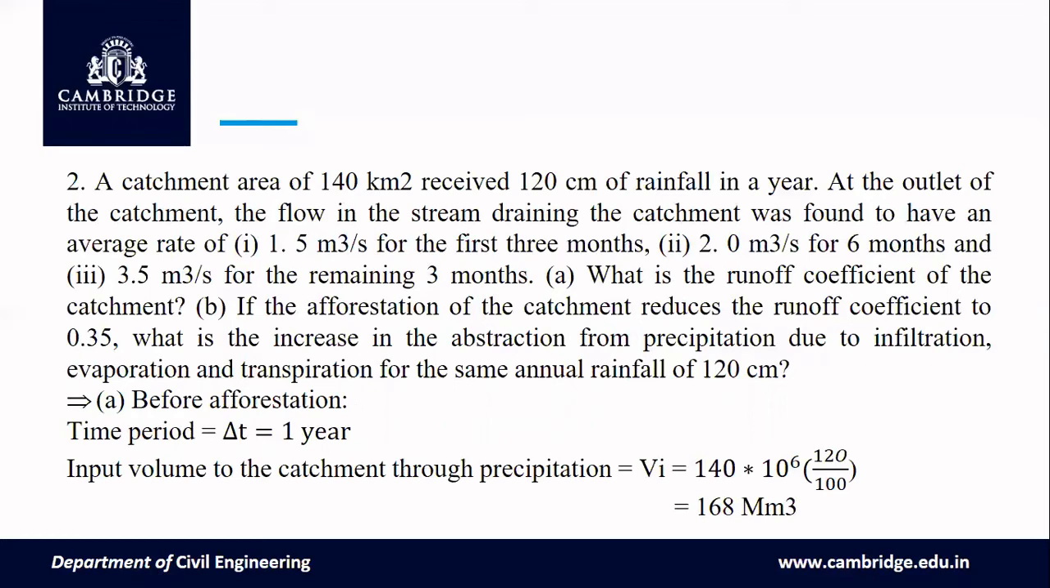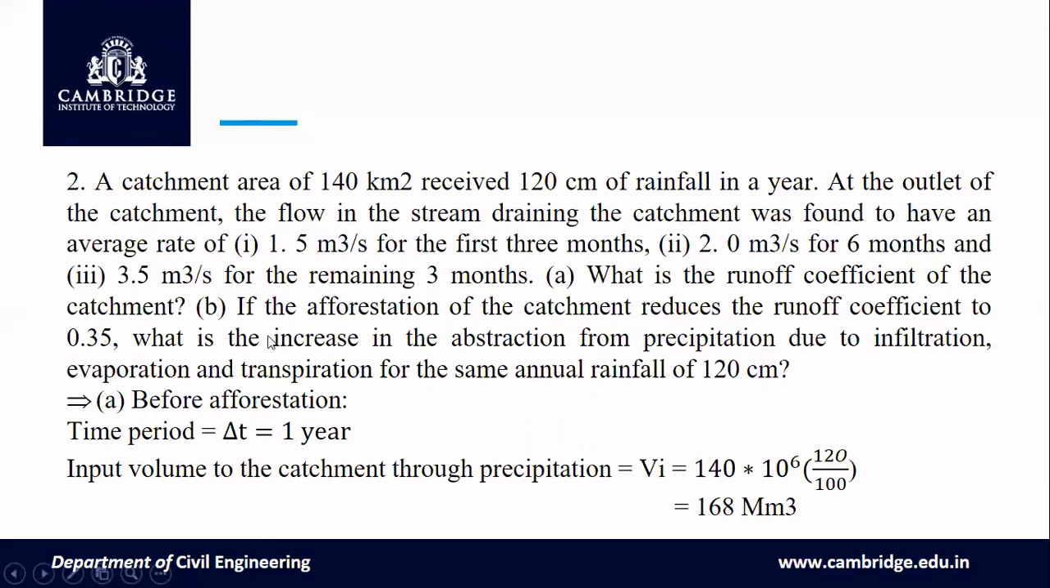You have to calculate. Then, if the afforestation of the catchment reduces the runoff coefficient to 0.35, what is the increase in the abstraction from the precipitation due to infiltration, evaporation, and transpiration for the same annual rainfall of 120 centimeters? So first, you have to calculate the runoff coefficient. Because of afforestation, the catchment's runoff coefficient is reduced to 0.35. So what is the increase in abstraction due to infiltration, evaporation, transpiration for the same annual rainfall? Before afforestation, you calculate the input volume and the runoff coefficient.